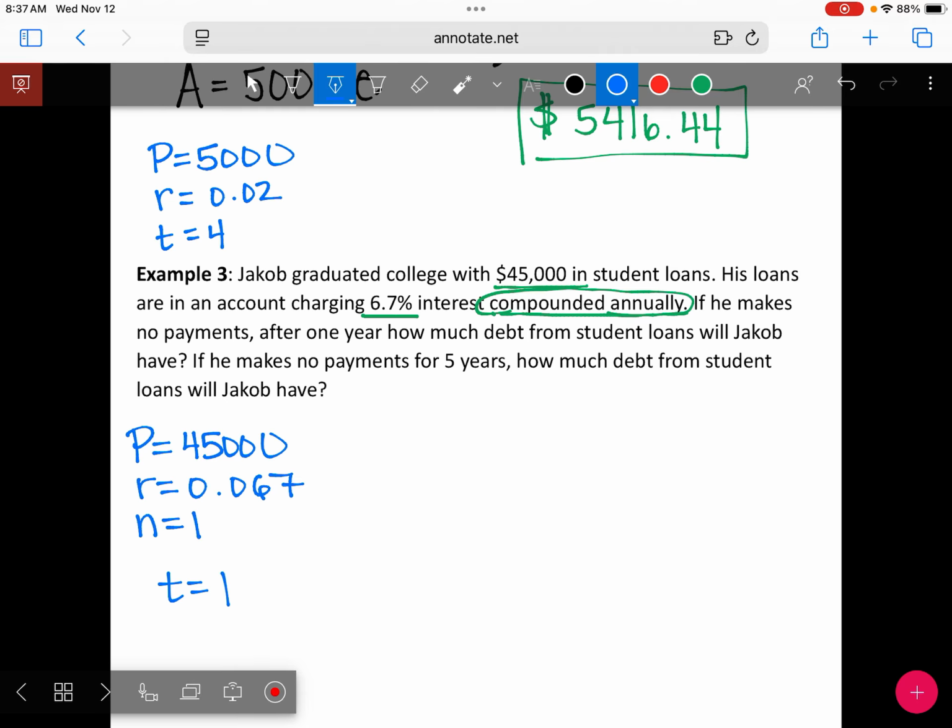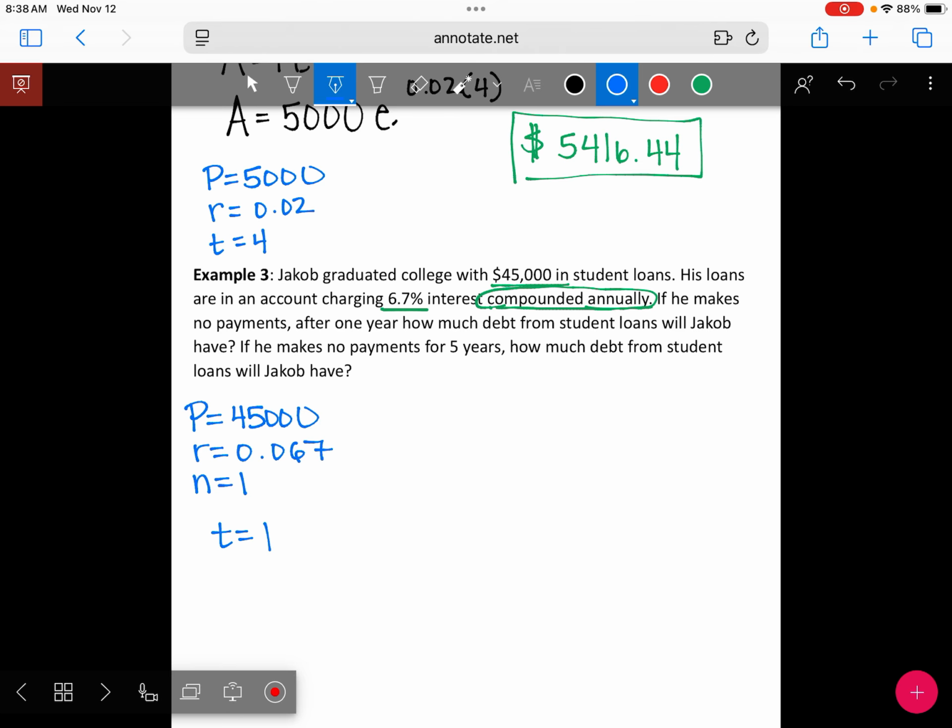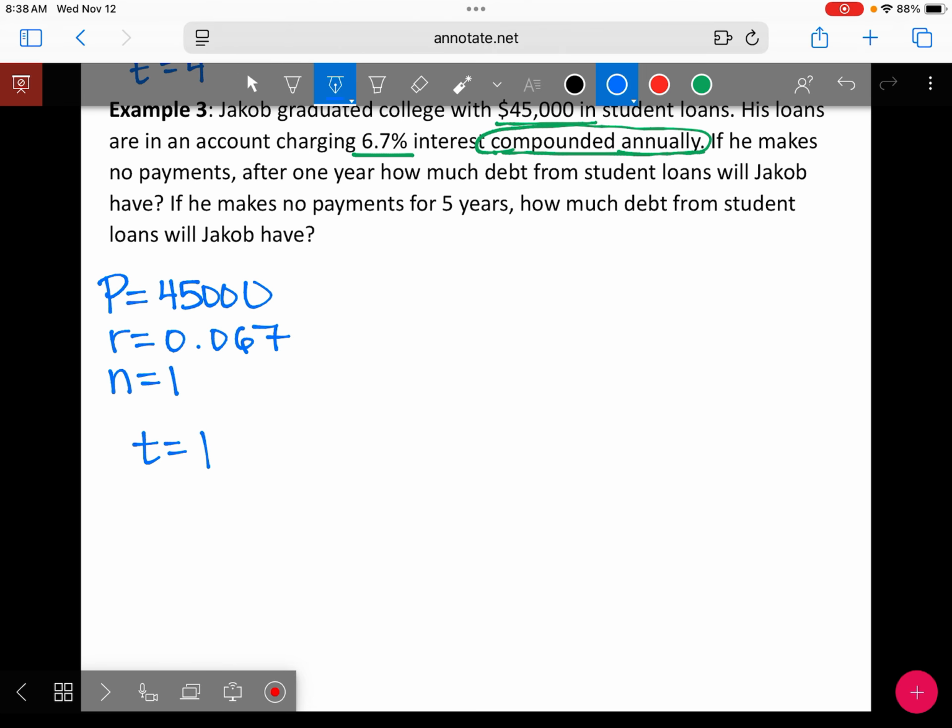Whenever N equals 1, we can actually use a little bit of a modified formula, but I don't want to confuse you all, so I'm not going to even talk about that. So it would be A equals 45,000, and then it would be 1 plus 0.067 over 1 to the power of 1 times 1.